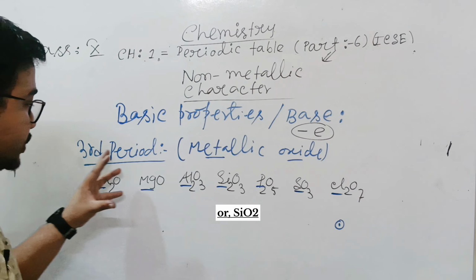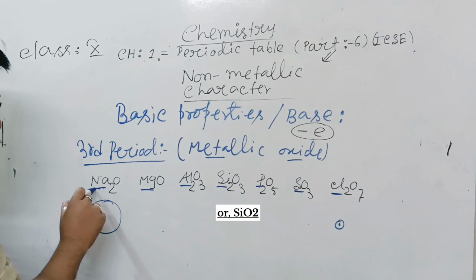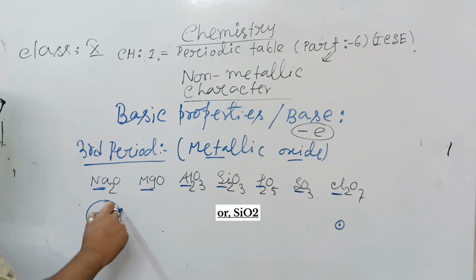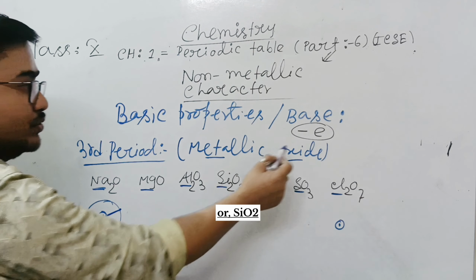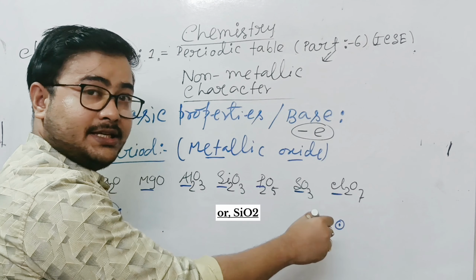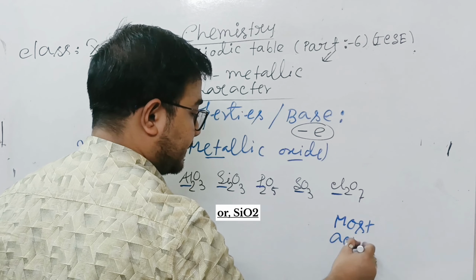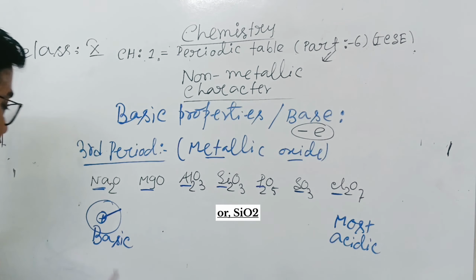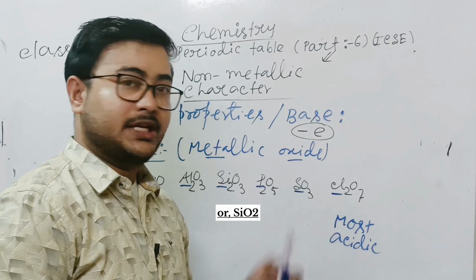Now as you know, as you move left to right, radius decreases. So sodium has a tendency to lose electrons because of more radius, less attraction. It has a tendency to lose electrons, and losing electrons means base, so it is most basic. Understand? The last one is least basic, so you can say it is most acidic. Do you understand? Because one is most basic, the other is least basic, that is most acidic.